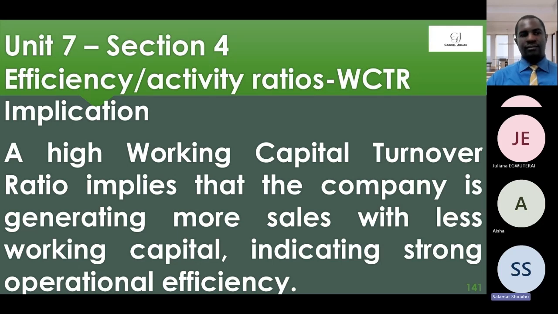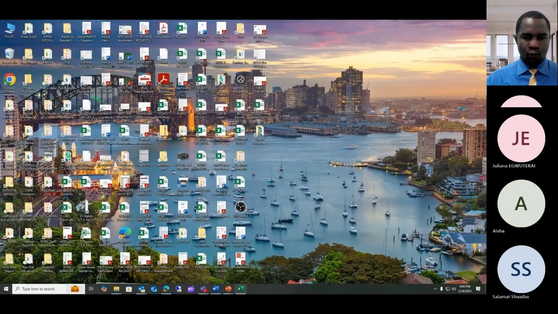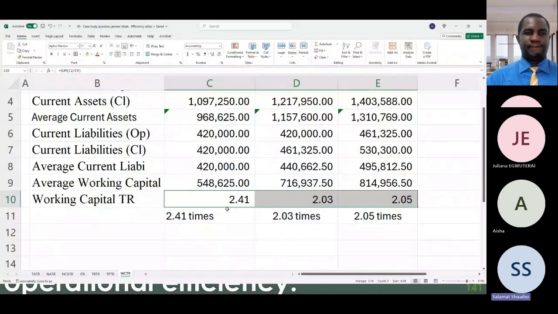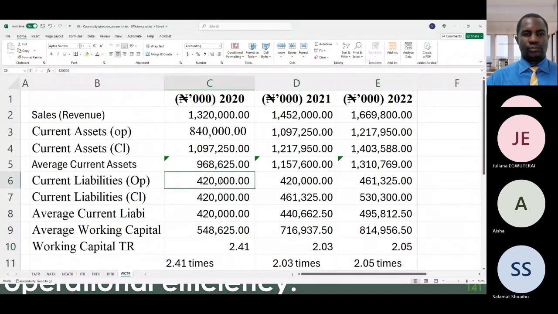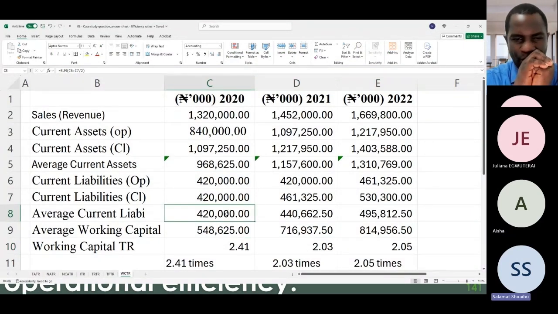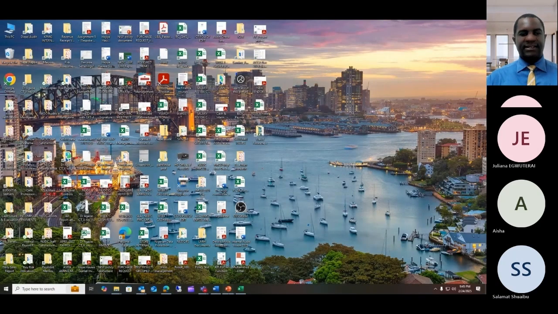I have a question. Yes, please. The average current liability, this 420 plus 420 divided by 2 is supposed to be 420. Exactly, the average. Yes, you're taking the average. Are you okay with that? Yes. Okay, fantastic. All right.